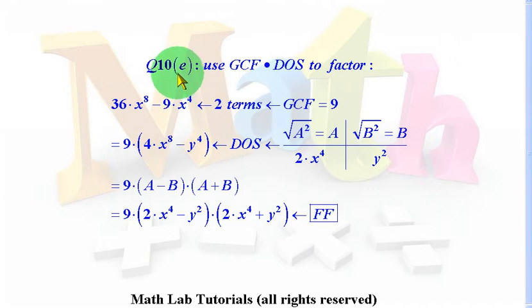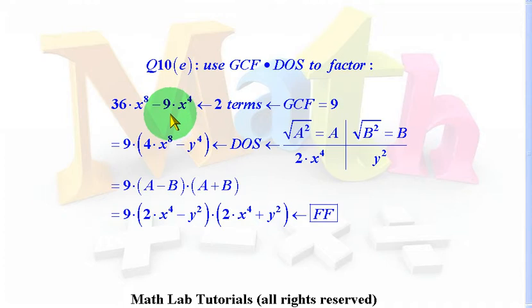This is question 10e. It says use the greatest common factor together with DOS in order to factor. The first thing I notice is that we have two terms with a minus sign in between. That indicates this is probably a good candidate for a DOS. I also notice that it has a GCF of 9, because the GCF of 36 and 9 is 9.